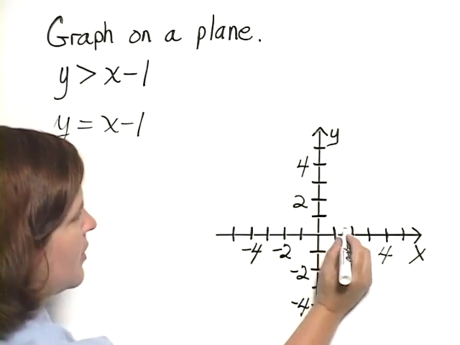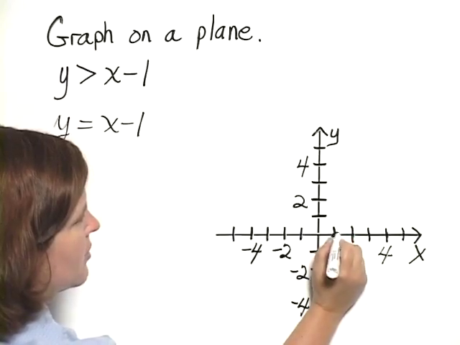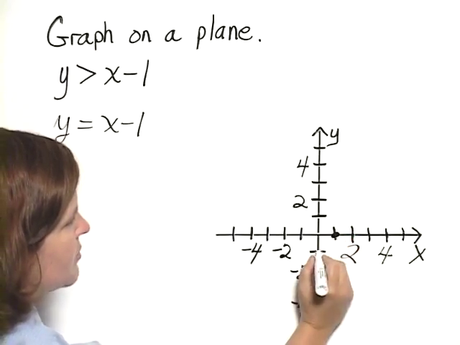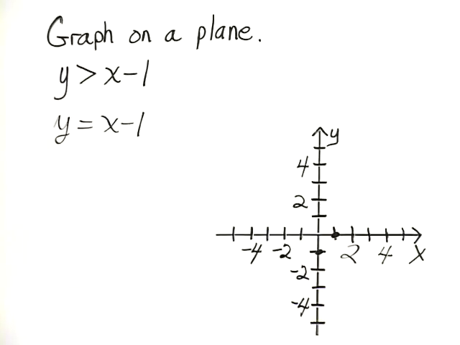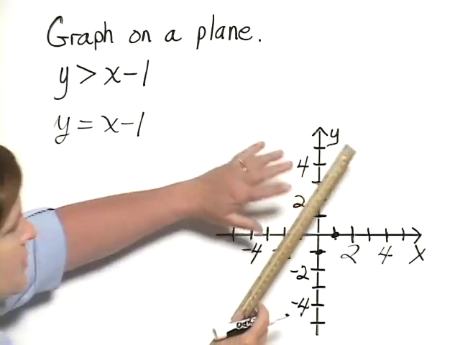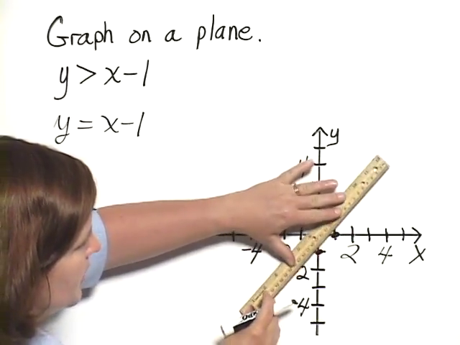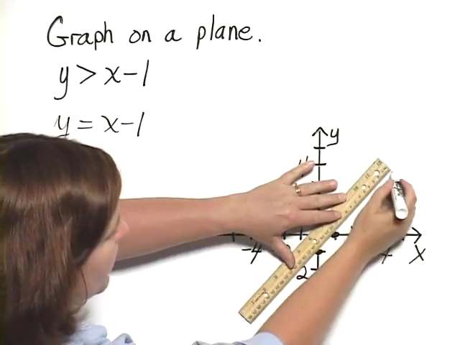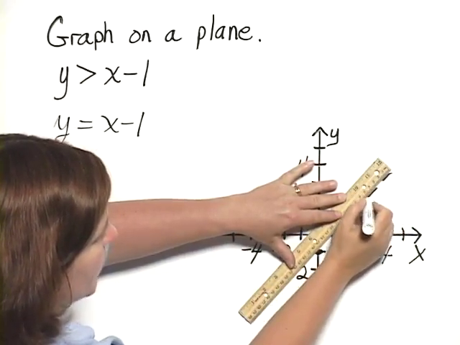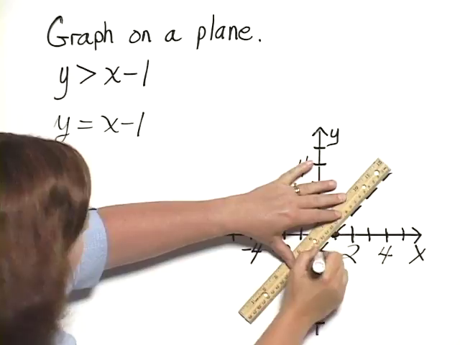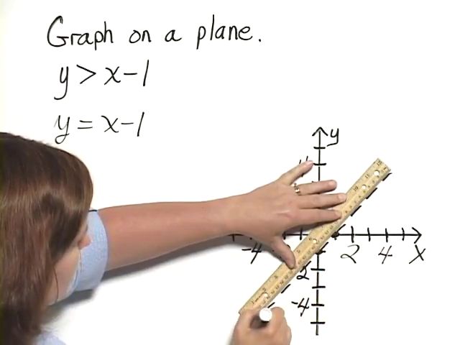So 1, 0 is an x-intercept, and 0, negative 1 is the y-intercept. So we can use those points and graph. Using a dashed line, we can graph the line y equals x minus 1.